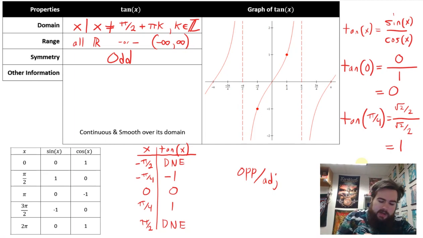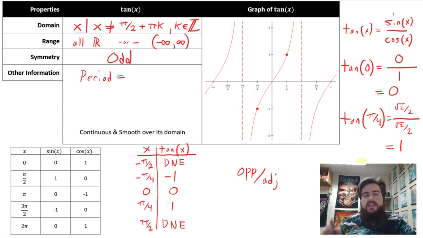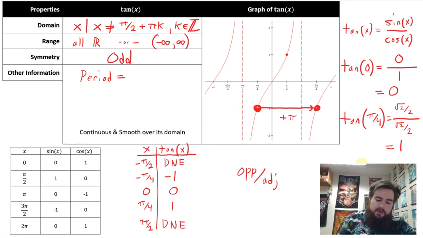In terms of other information, the period, this is going to be different than the previous functions, is not 2 pi. It actually doesn't take that long for it to repeat itself. For example, if you look at this point here at negative pi fourths and negative 1, the next time you get to negative 1 is actually at 3 pi fourths, which is not a distance of 2 pi later.